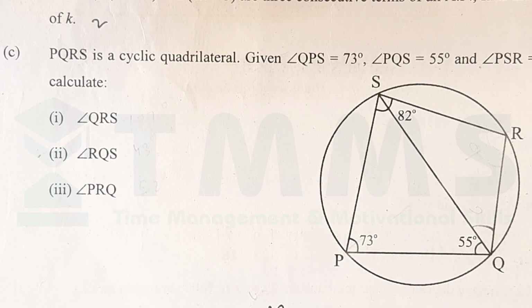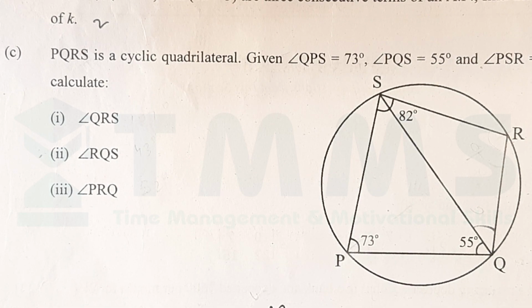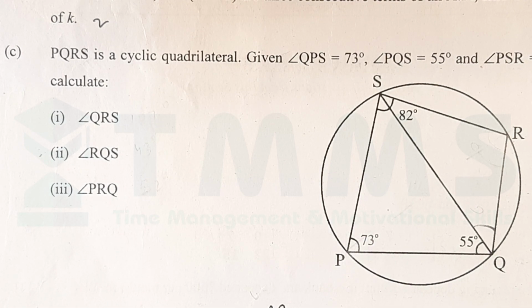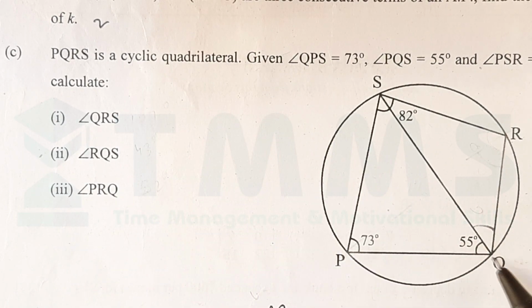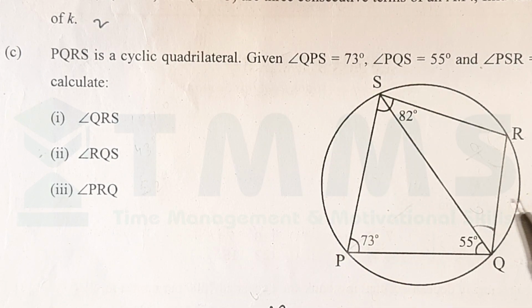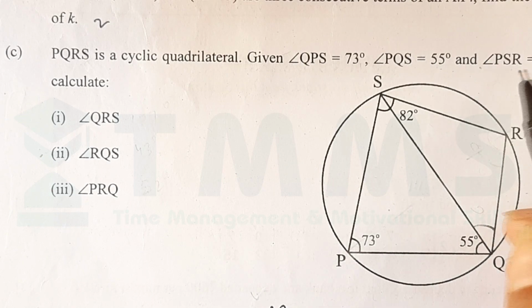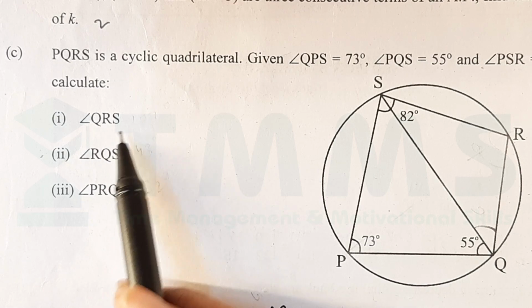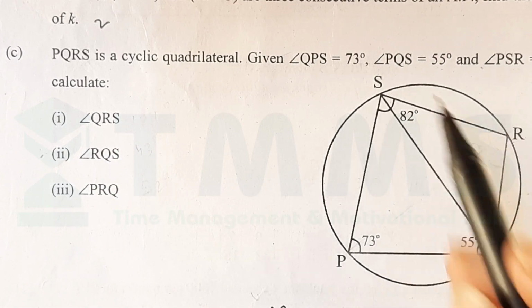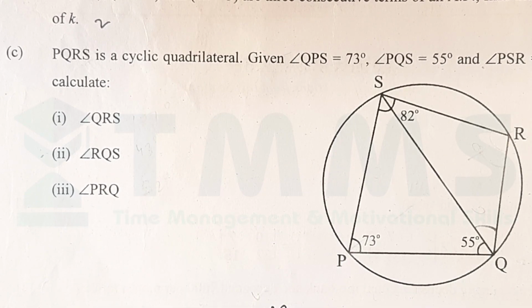This question is from the 2018 ICSE board paper and this is question number 2C, which means it is from section 1, and that is the compulsory section. PQRS is a cyclic quadrilateral. Angle QPS is 73, PQS is 55 and PSR is 82 degrees. Calculate angle QRS, RQS and PRQ. Now let us draw the diagram.